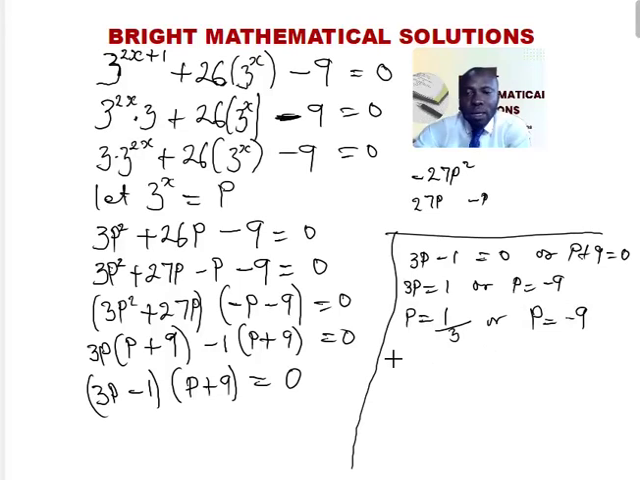So when p equals 1 over 3, what is our x? Remember, we said p equals 3 raised to power x. So 3 raised to power x equals 3 raised to power minus 1. So x equals minus 1.